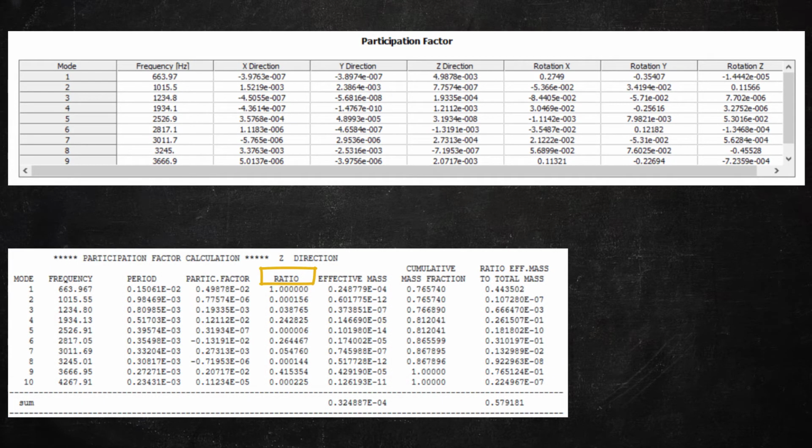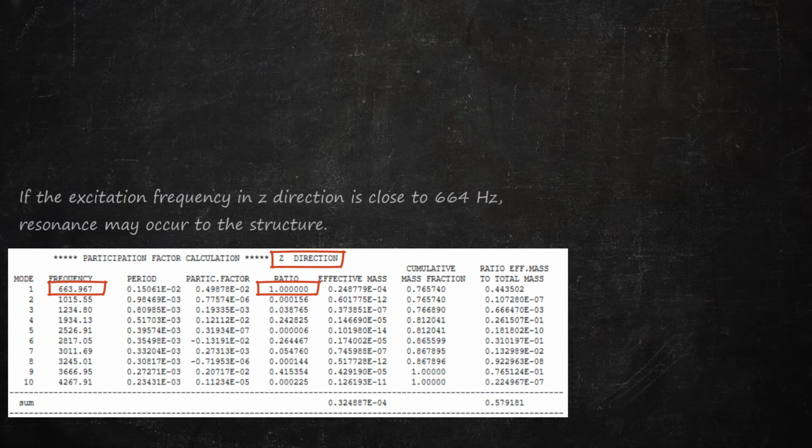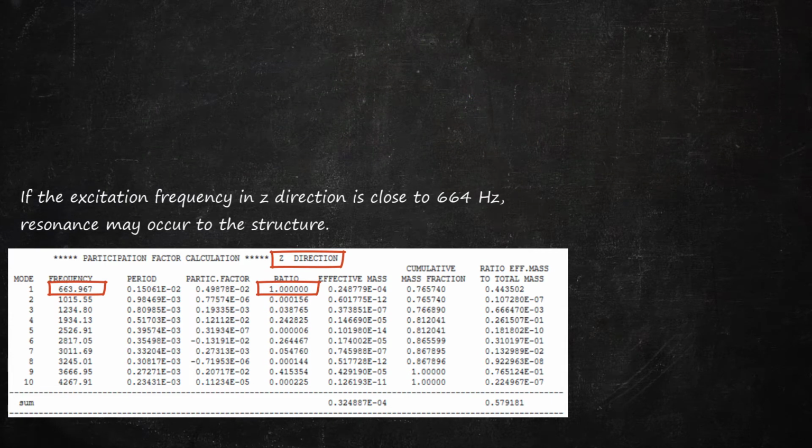Looking at the ratios of participation factors, we can determine which mode is the most significant. In this table, the first mode has the highest participation factor in the z direction. Hence, we should focus on this mode and its corresponding frequency, as it may get excited under external loads aligned with the global z direction. And if the natural frequency of this mode falls within the excitation frequency range, it may undergo resonance.